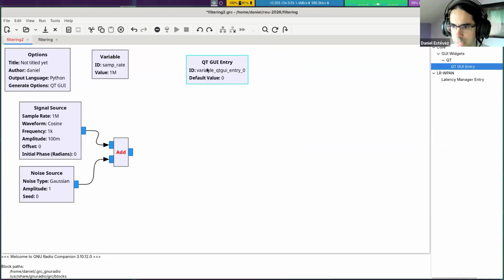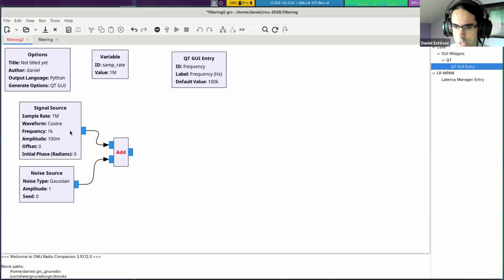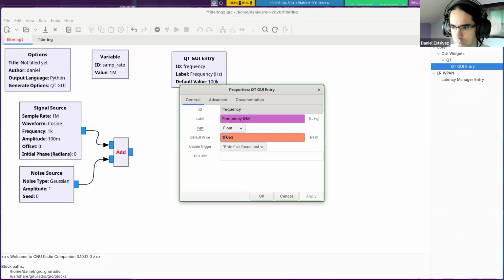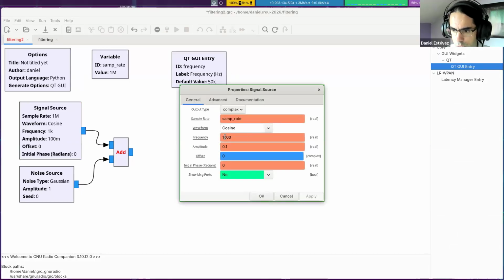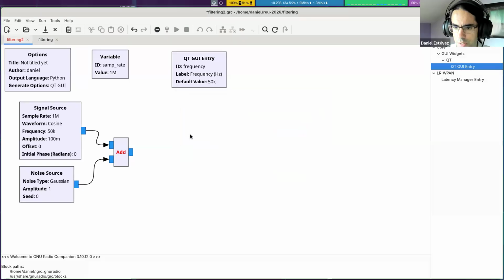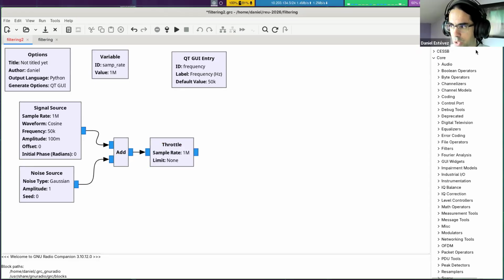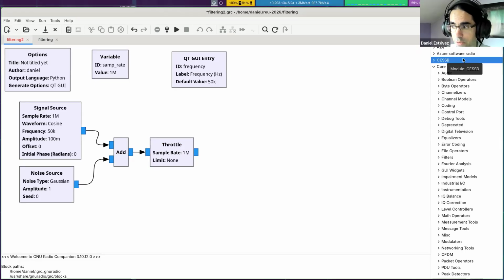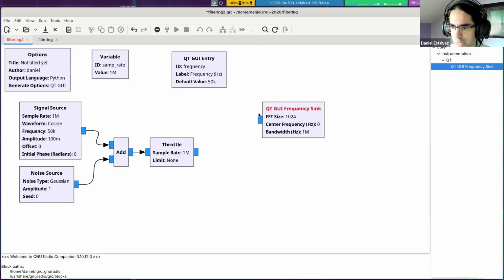I'm also going to add an entry for the signal, for the frequency. So let's call it frequency. It needs to be float. And let's say this is going to start at, I don't know, maybe 50 kilohertz. So I want to put in here frequency. And then I need a throttle block because this is a simulation. Otherwise, it's going to run as fast as my computer allows, which is way too fast. And then a frequency sink to show the spectrum.